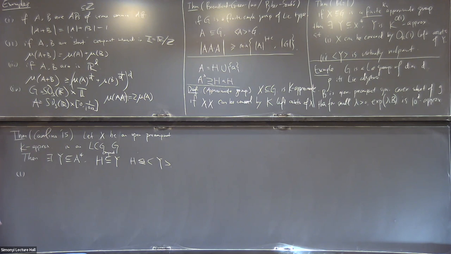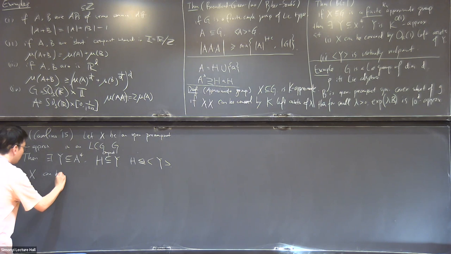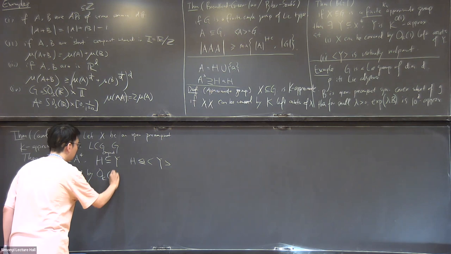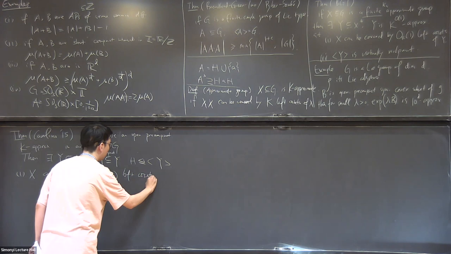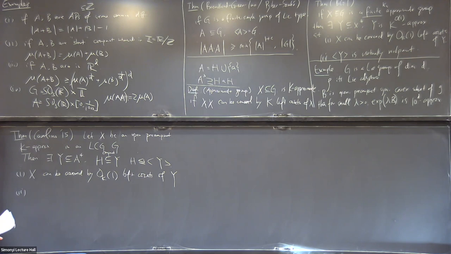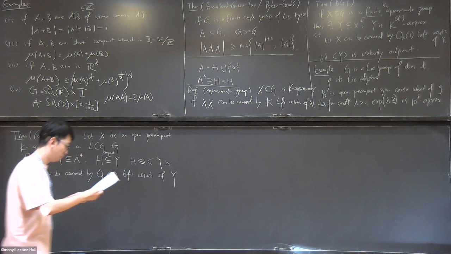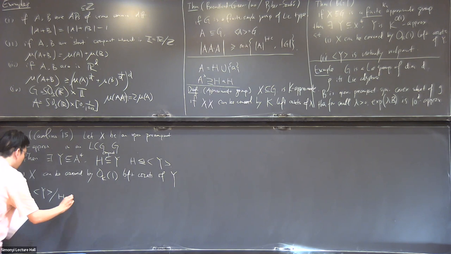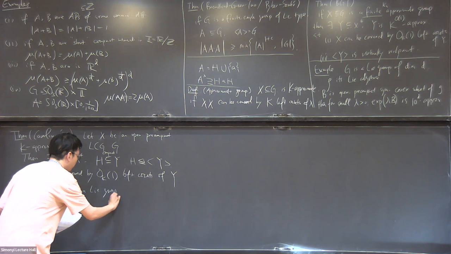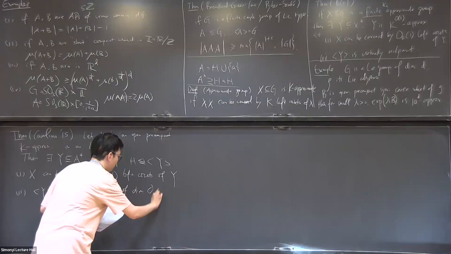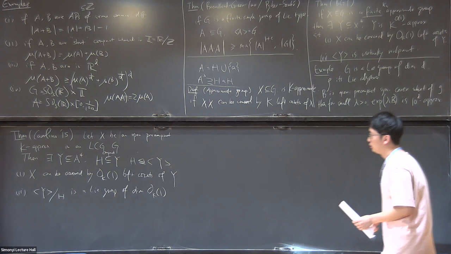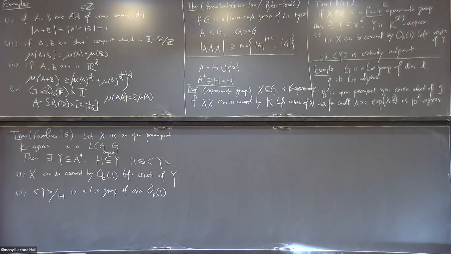You have two conclusions. First, you have largeness: Y is large, and X can be covered by a bounded number of left translates of Y. And second, as you can probably guess from this example, we have some bounded Lie structure. So we can divide by the quotient H, with bounded dimension.